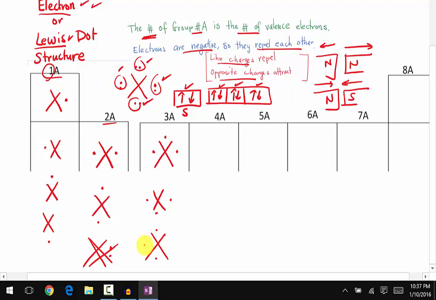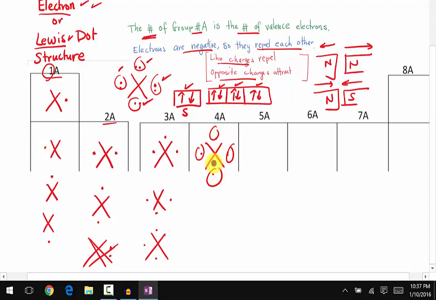What about an element in group 4A? It has 4 valence electrons like carbon. So carbon would be like this, 1, 2, 3, 4. Can we draw another electron dot structure for an element in group 4A? The short answer is no, because we only have 4 general locations to draw the electrons.